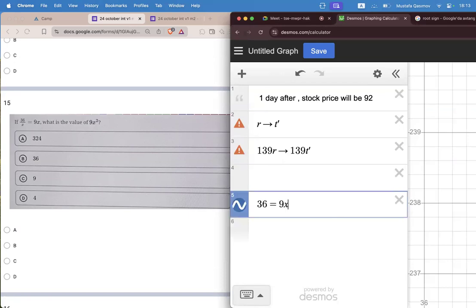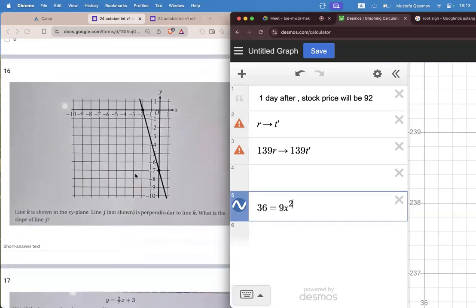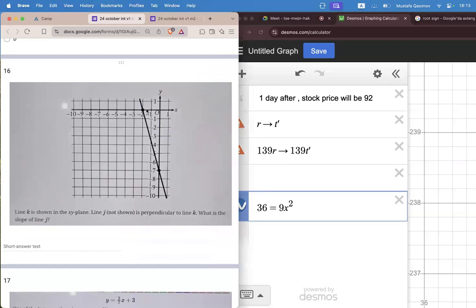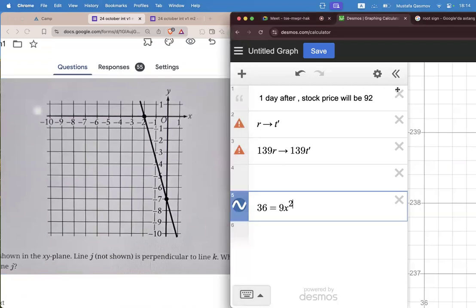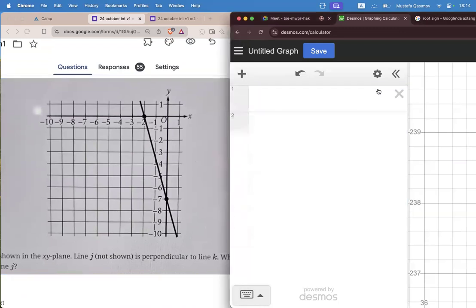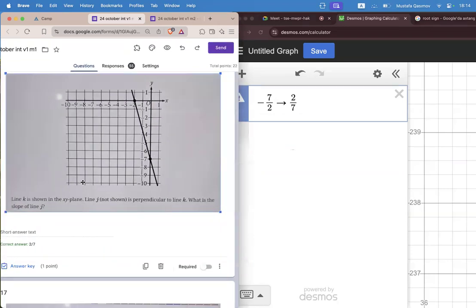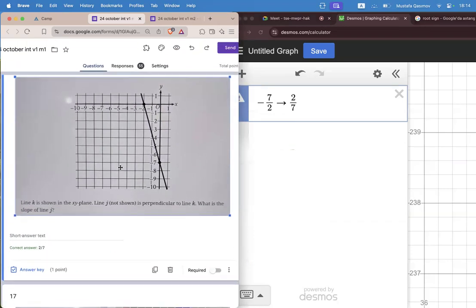36 is equal to 9x squared, and from here it will be 36b. It's perpendicular, so we have to find the slope of this line. We can use rise over run. It is negative 7 over 2. Because it's perpendicular, it is 2/7. So the answer is 2/7 here.